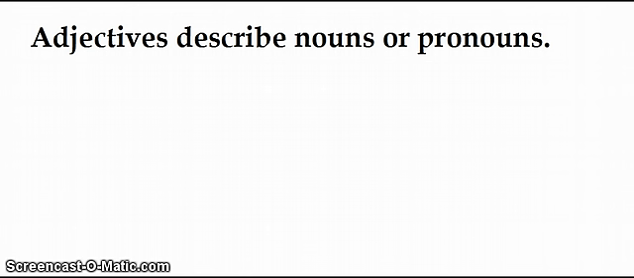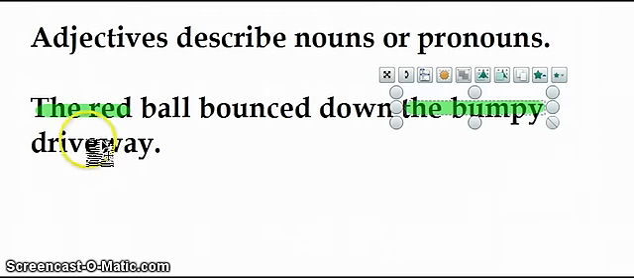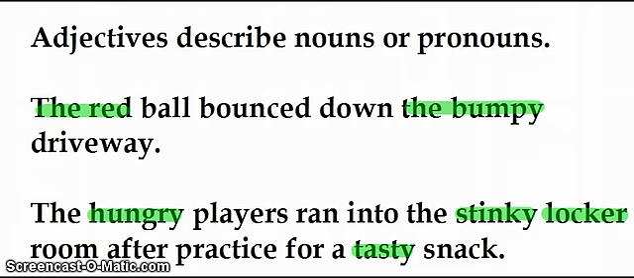So a couple examples here. I'll give you a couple sentences. The red ball bounced down the bumpy driveway. And actually, I need to expand this because the is also an adjective. There are types of adjectives called articles, so we'll talk about that second. The red is describing the ball. The bumpy is describing the driveway.